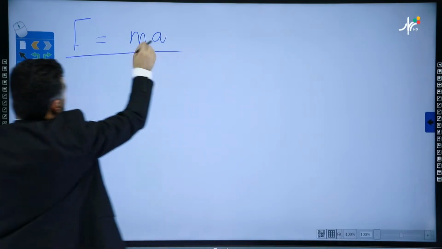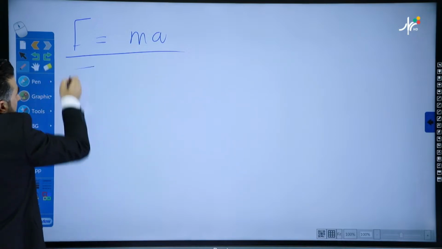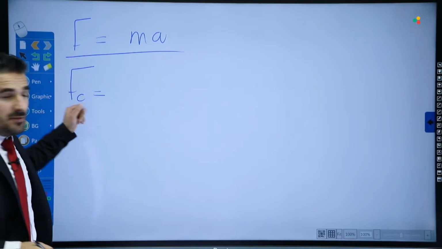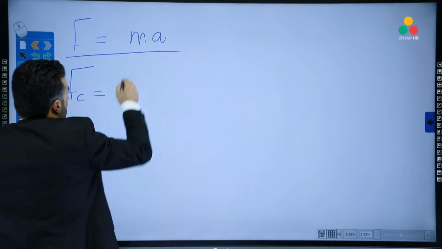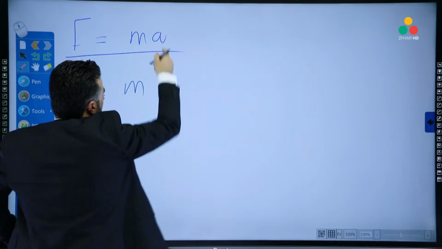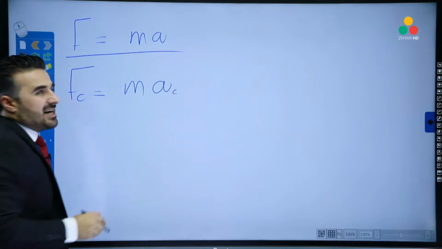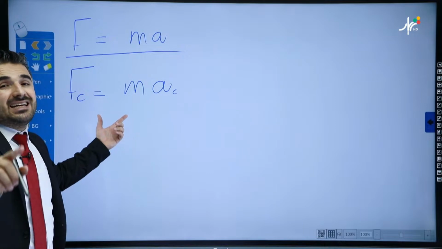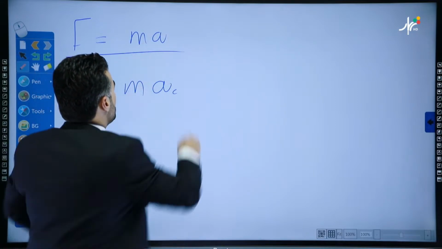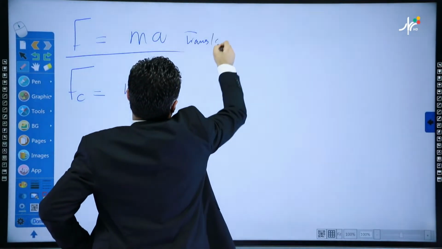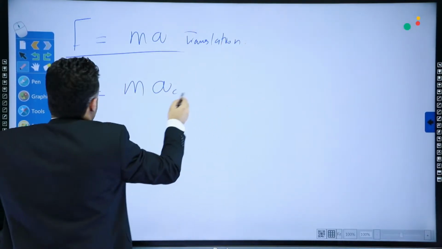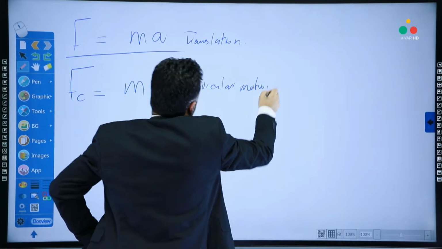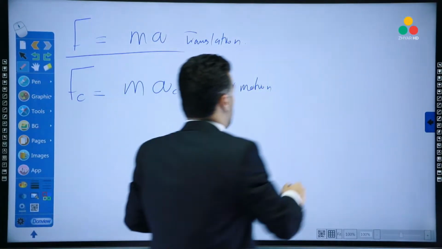But when objects move in a circle, instead of calling it just a force, we call it centripetal force. Why? Because it is the force that keeps the object moving in a circular path. The mass will be the same, and instead of acceleration, we will have centripetal acceleration. So remember this. This is Newton's second law of motion, but in circular motion. That one is for translational motion, and this one for circular motion.